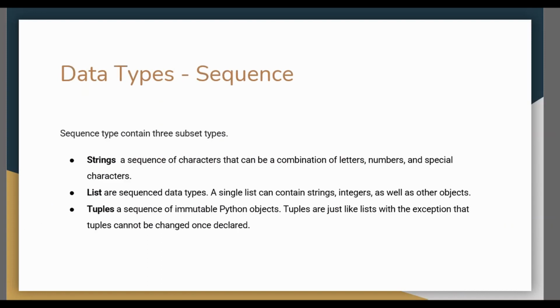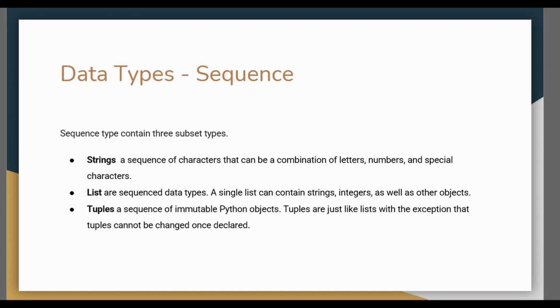Moving on. The next one is the data type of sequence. A sequence, as I mentioned before, has three subtypes, and those are strings, which is typically your numbers and your letters and all that. The list is also a sequence data type, a single list containing strings, integers, as well as other objects. And tuples are immutable, meaning they cannot be changed. Like the list, they can't be changed once they are declared or once they are valued in there.